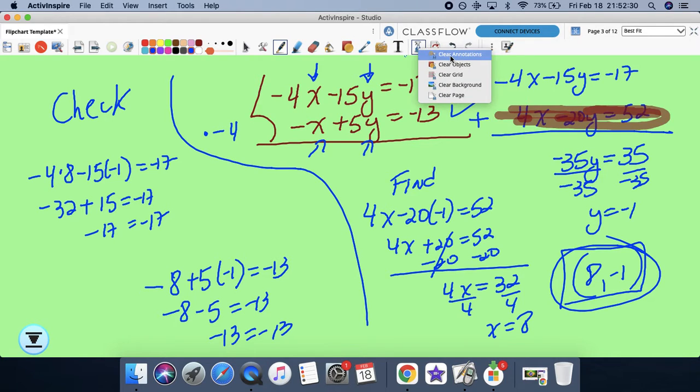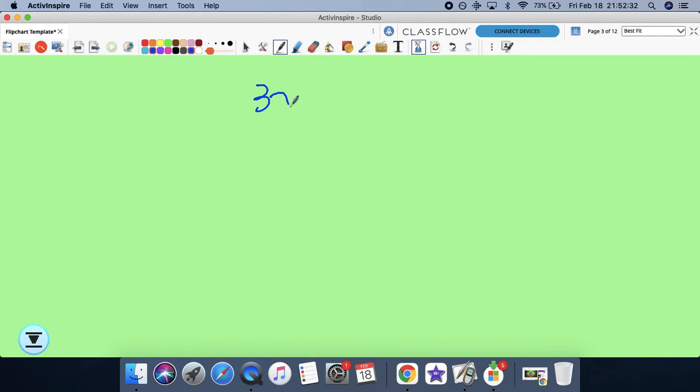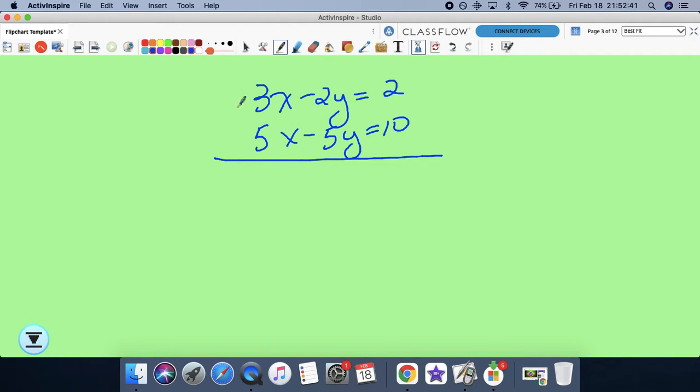Next one is 20. 3x minus 2y equals 2, and 5x minus 5y equals 10. Pick one. Doesn't matter who. So this one actually doesn't really matter. Whichever you pick, you have to multiply the top and bottom lines by something to get rid of a variable. So I'm going to multiply the top line by 5, and I'll multiply the bottom line by negative 3.